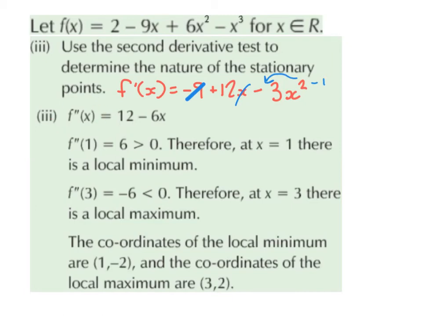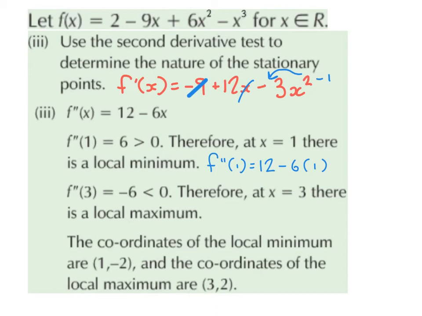Now, we got x values of 1 and 3 in our previous step. So what we want to do is substitute 1 and 3 into the second derivative, so into 12 minus 6x. So if I sub in 1, I'm going to get 12 minus 6 multiplied by 1, and that's going to give me 12 minus 6, and 12 minus 6 is 6, which is greater than 0. Therefore, at x is equal to 1, there's going to be a local minimum.